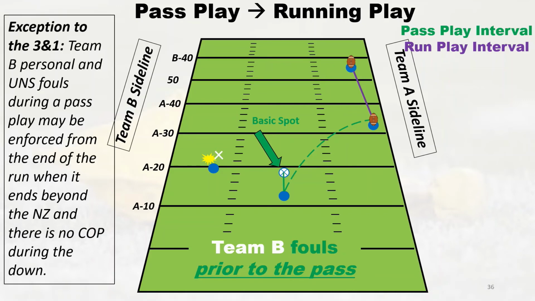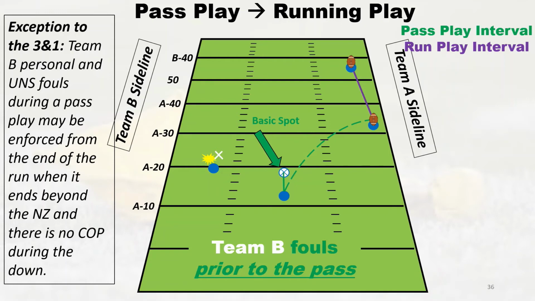Now, when it comes to personal fouls, we start to run into an exception, and they've actually modified this exception for 2022. It's that if Team B commits a personal foul during the pass play, it can be enforced at the end of the last run when it ends beyond the neutral zone and there's no change of possession during the down. That's a very important piece of information. So no change of possession during the down.